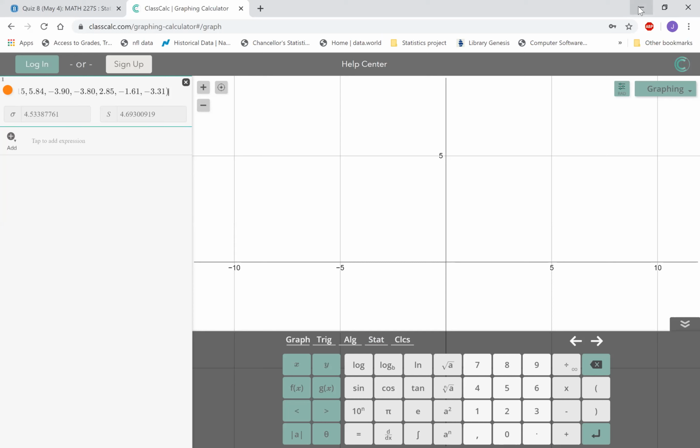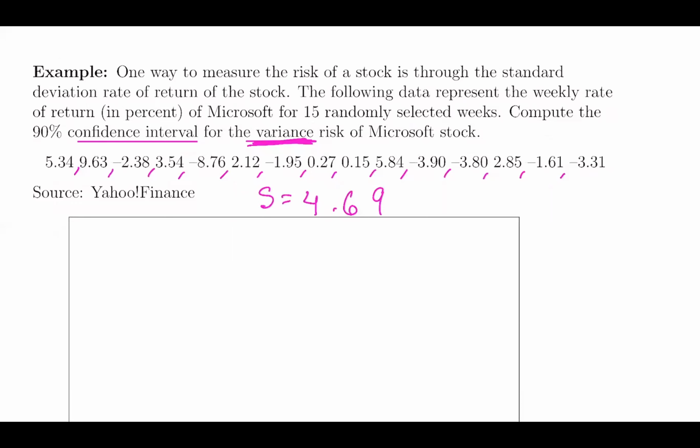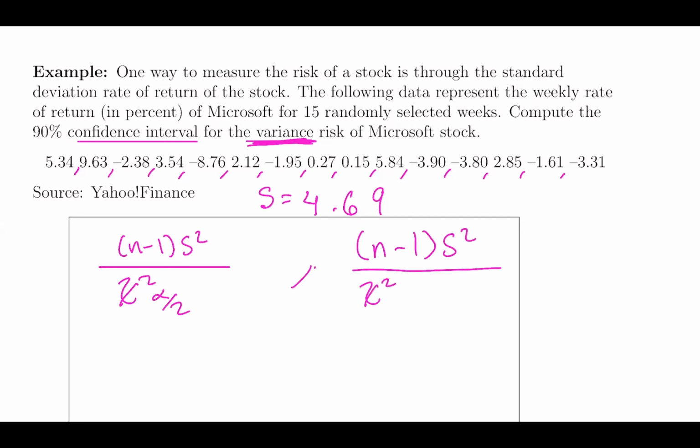All right, so let's go back to my notes. So we want to use this formula. We want to say n minus 1 times s squared divided by chi-square of alpha divided by 2. And we want to use n minus 1 times s squared divided by chi-square of 1 minus alpha divided by 2. So those are the two formulas we want to use. So far I know what s is equal to. s is equal to 4.69. So wherever I see an s, I just need to put 4.69.